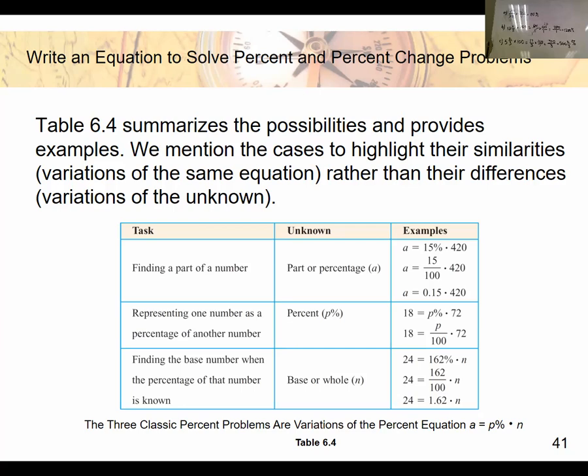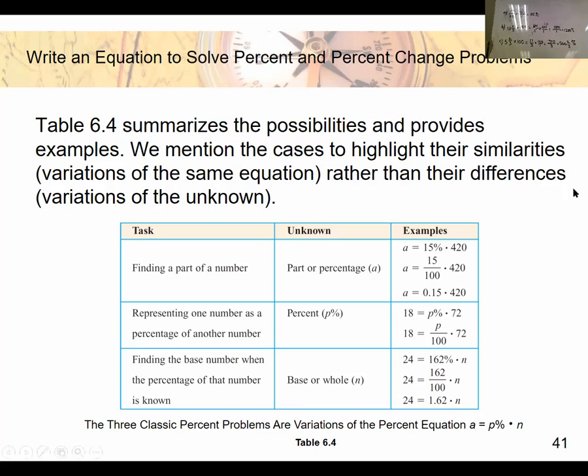All right, now this table, this is also on page 353 in the text. It summarizes the possibilities and provides examples. We mentioned the cases to highlight their similarities and variations of the same equation rather than their differences. Okay, and that's the variations of the unknown.